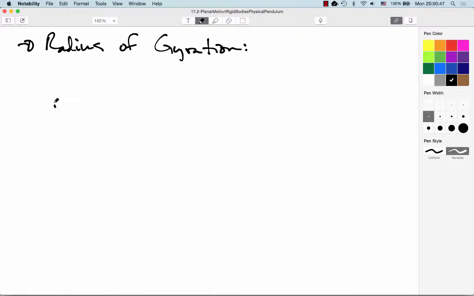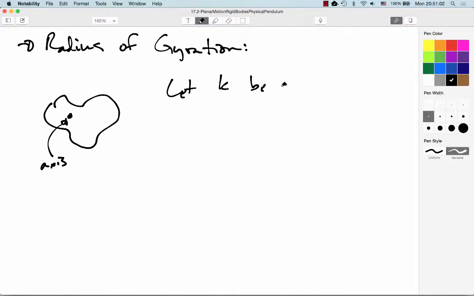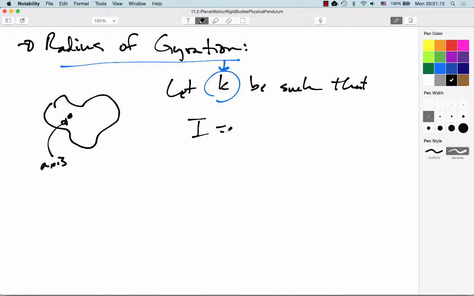Basically, we'll say we have some arbitrary object like that, and let's say this is our rotation axis coming out of the page like so. What we do is we let k be such that, and k is our radius of gyration, be such that I is equal to mk squared.